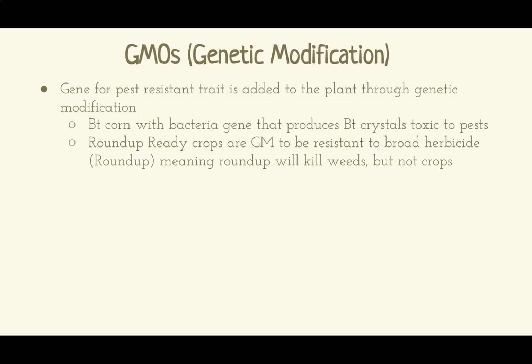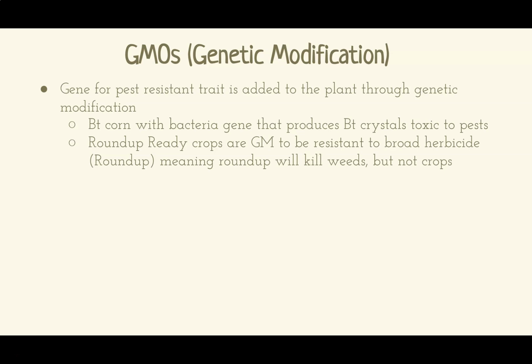What it does is the corn produces crystals that are toxic to pests but are not toxic to humans. So the corn can grow, we can eat it, but when pests try to eat that corn, the pests die. It sounds like a great idea, but could it be a problem for us moving forward? GMOs haven't been around long enough yet.